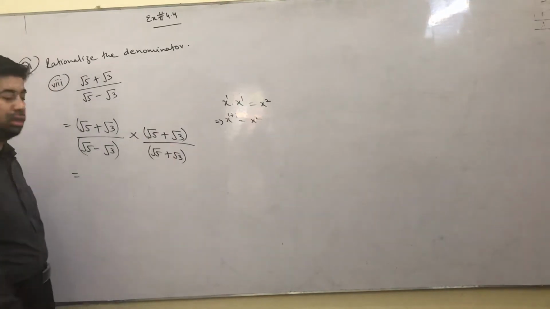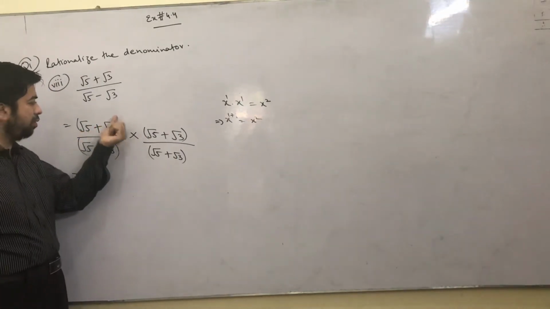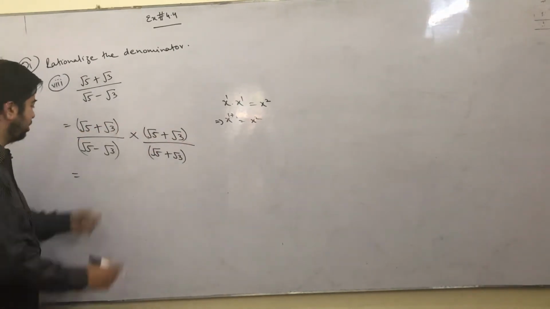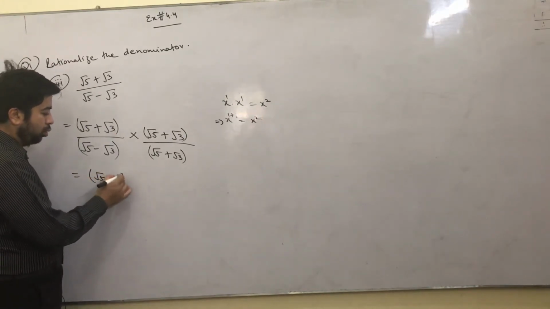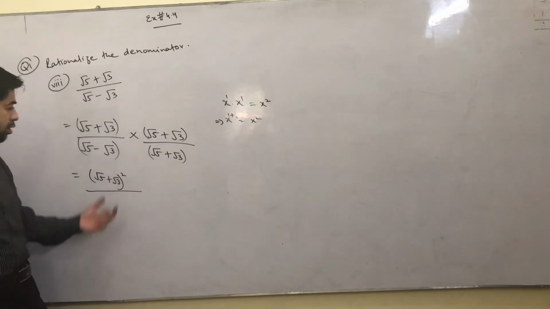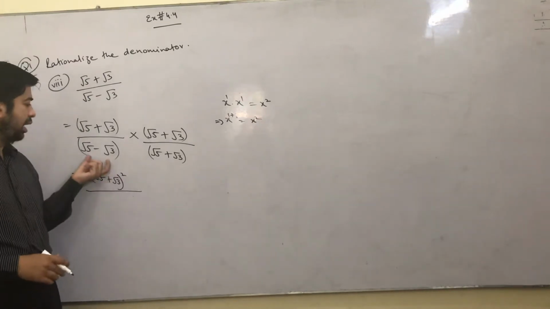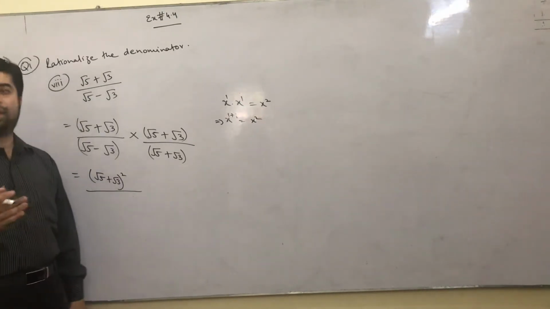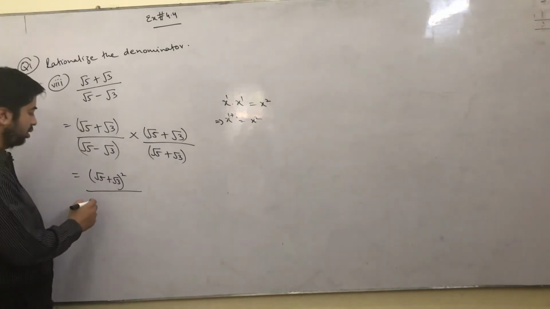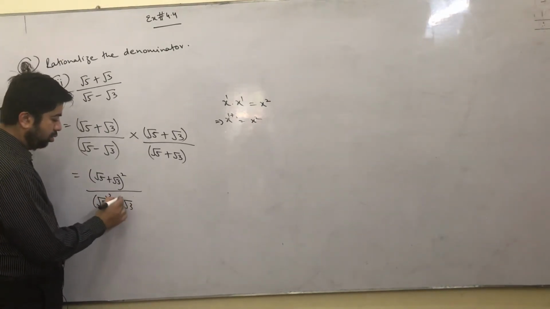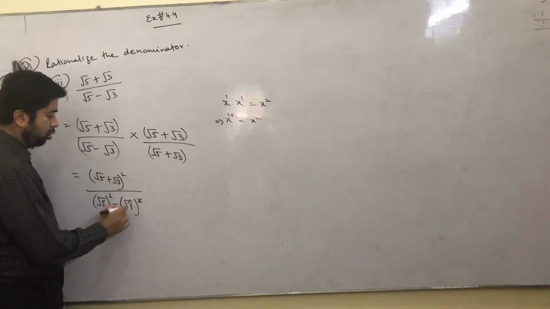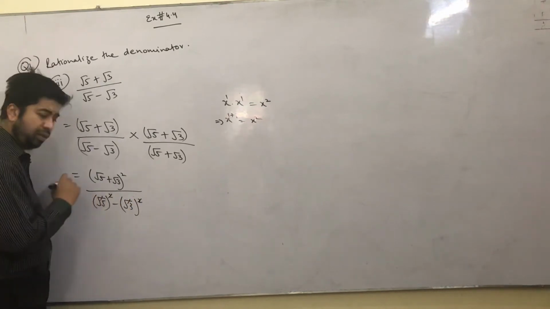So what about this one? This is also the same thing. This contains power 1 and this contains power 1, so this is square root 5 plus square root 3 whole square. And in the denominator, the same thing, a minus b and a plus b, means a square minus b square: square root 5 square minus square root 3 square. The square is going to cancel with this square root.